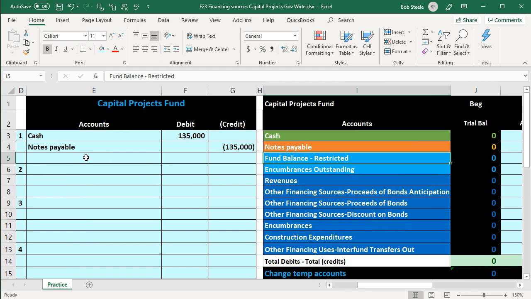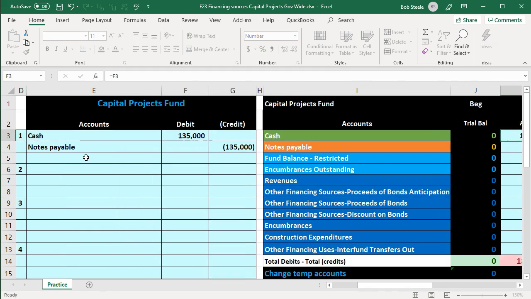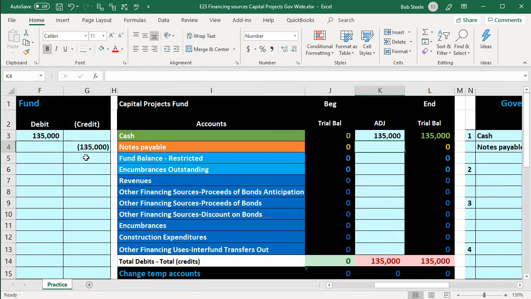We'll post it in the same way to the fund. We're going to go to cash first. Cash is up top. That's going to be in K3. We're going to say that that is equal to, pick up that debit and enter. And then the other side is going to go to notes payable. So we're in notes payable. That's in K4, equals. Scrolling back over, we will pick up the credit. There it is.